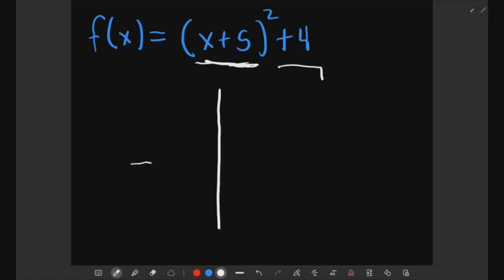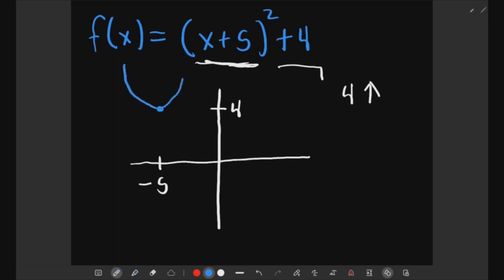Well, we know the easy one. This one means 4 units up. We're gonna start right here. But this one, remember, you have to do the opposite of what the symbol tells you. So if it's a positive, you're gonna have to go to the negatives. So our graph is gonna start right here, and it's gonna go just like that.